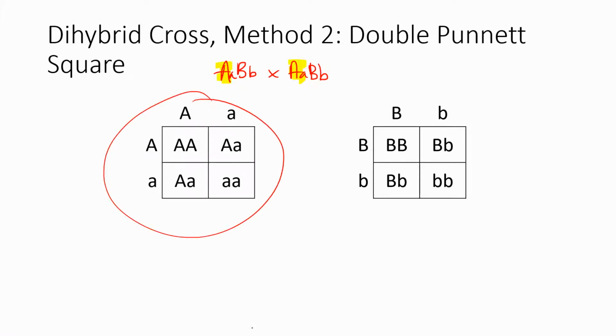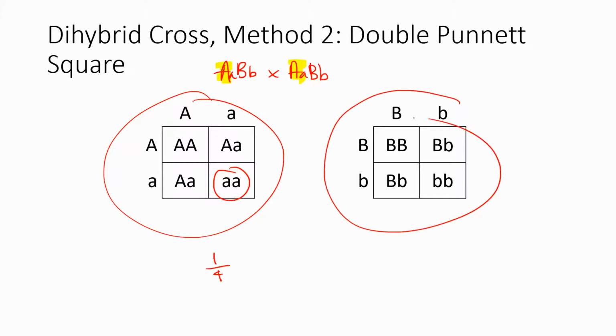What's the probability that we're going to get a homozygous recessive baby? Well, we got 1 out of 4, so that's our probability. Now, if we look at our second gene for our B alleles, what's our probability of having a homozygous recessive baby? Again, it's 1/4. And the probability of having both of those is going to be those numbers multiplied.